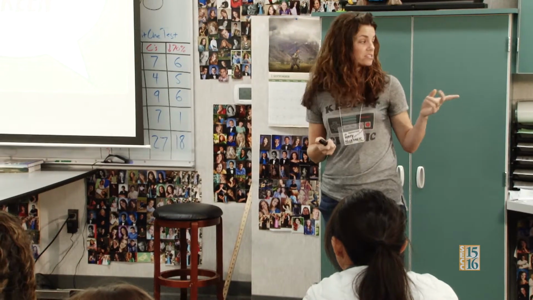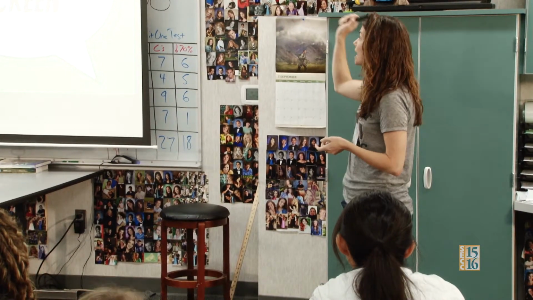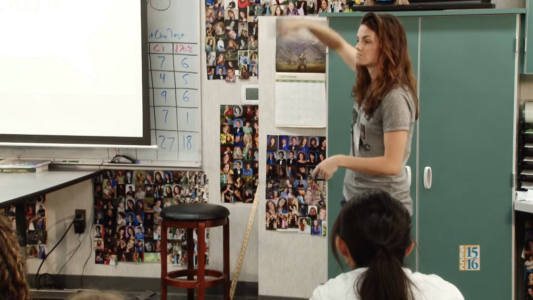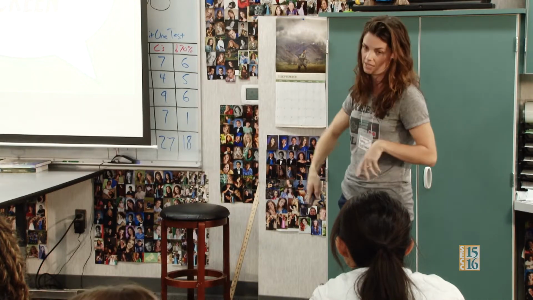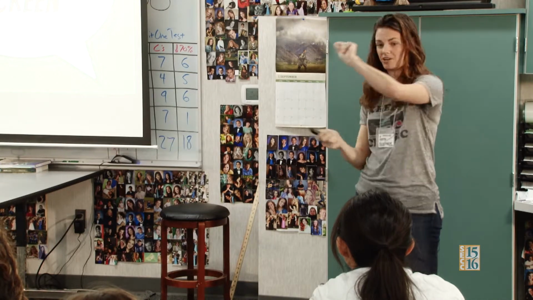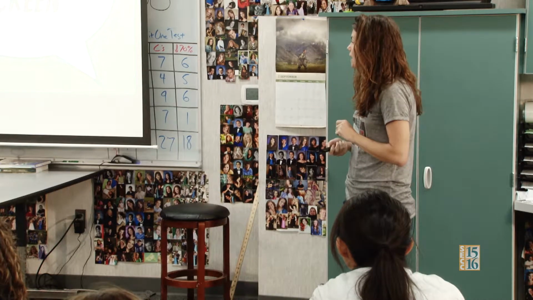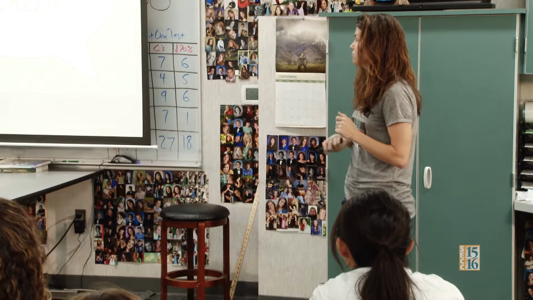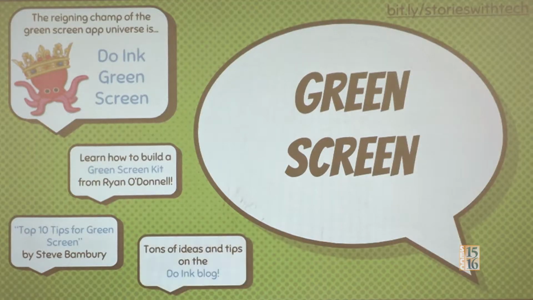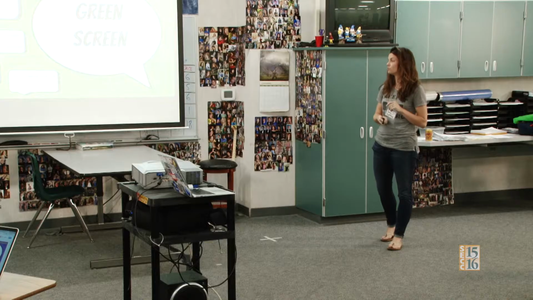If not, like for me, I just had my green screen tacked up behind the projector screen, and we would bunch it up when we didn't need it and let it down when we needed it. I've seen people put it on curtain rods, so it comes out when they need it and gets put away when they don't. There's another article on top 10 tips for green screen, and then there's a bunch of other stuff. Doink has a great blog where they curate stuff as people share their ideas, so feel free to explore that today and see what you could do with your green screen.